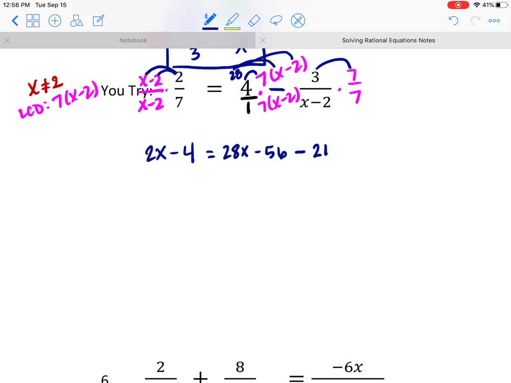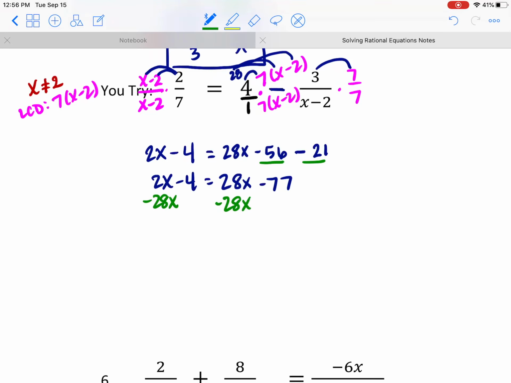So here we are. Now we have a linear equation, but we got to clean this up a tad. On this side, I'm going to leave the 2x minus 4 alone, but on the other side, I'm going to combine my like terms. So I have 28x, and these go together. Negative 56 and negative 21 gives me negative 77 altogether. Now I'm going to get my x's on the same side. So let me subtract these 28 over.